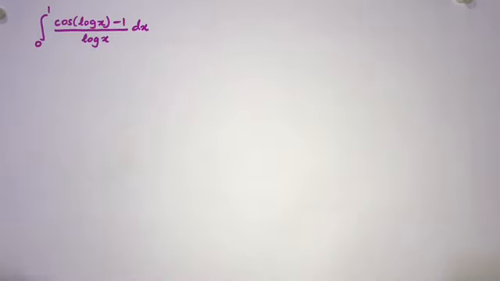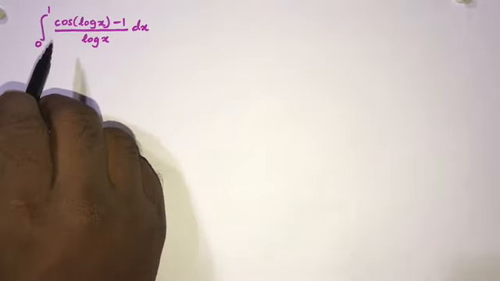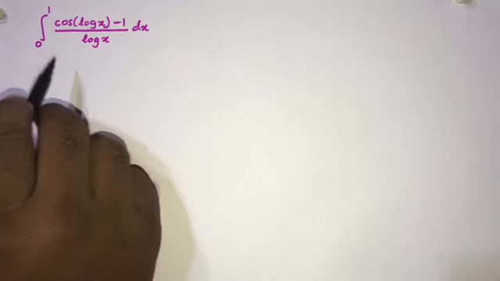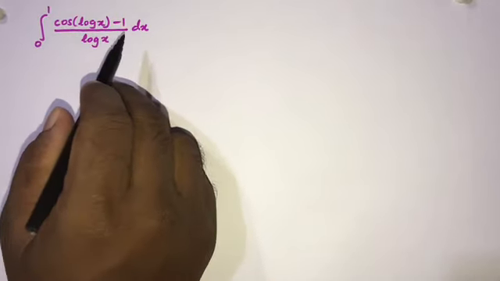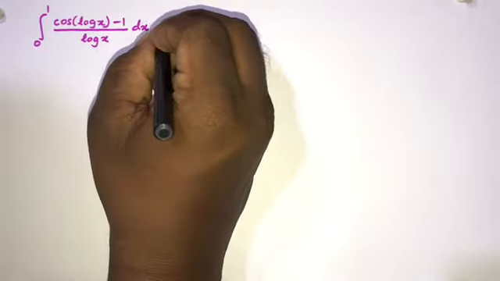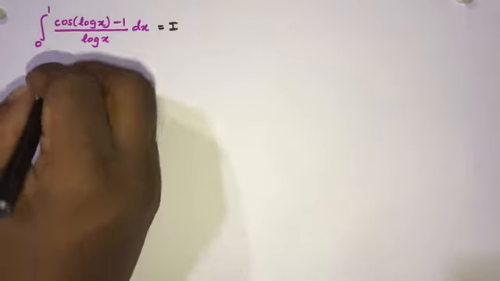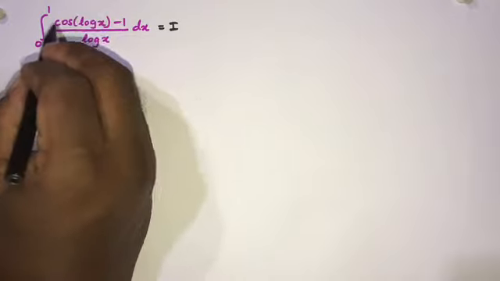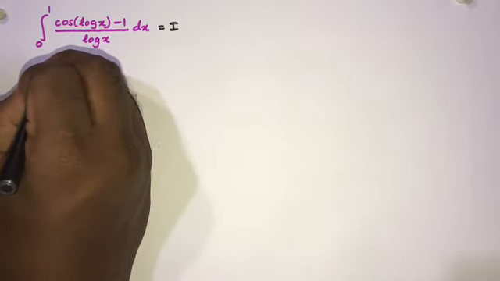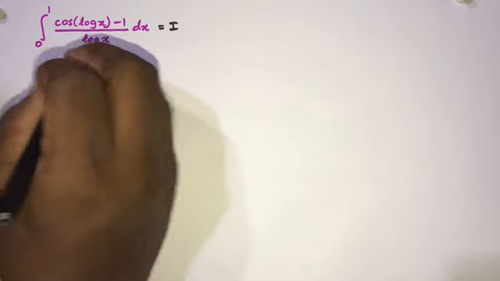Today we are going to solve another interesting integral: the integral from 0 to 1 of (cosine of natural log of x minus 1) over natural log of x dx. Well, how to begin? First I am going to call this integral I, and we can write cosine of x as a series.